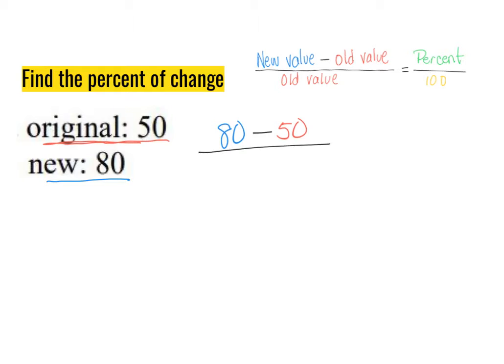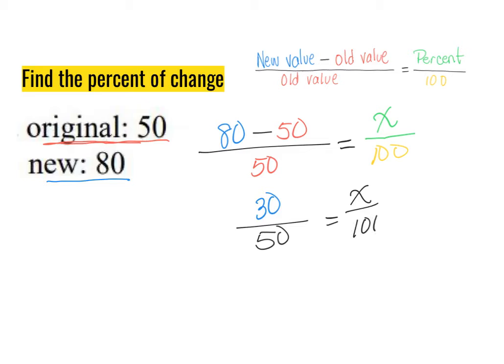And then I have to put that over the old value. And that will equal your percent. That's the percent of change. I'm trying to find that. So that's an unknown. Over 100, because remember, percentage is always talking about parts to a whole, and 100% would be the whole. So then I would simplify my 80 minus 50 to get 30 over 50 equals x over 100.